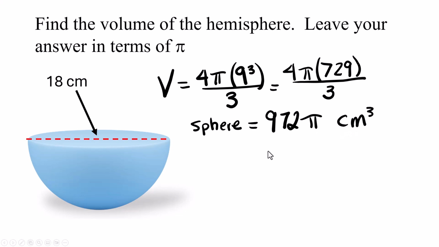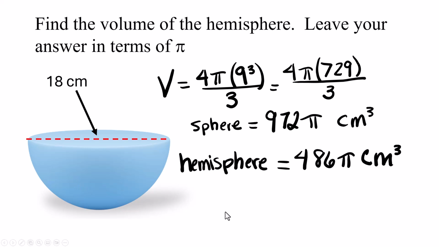So now take that and divide it in half, because we only have half of this. So the hemisphere is 486 pi centimeters cubed.